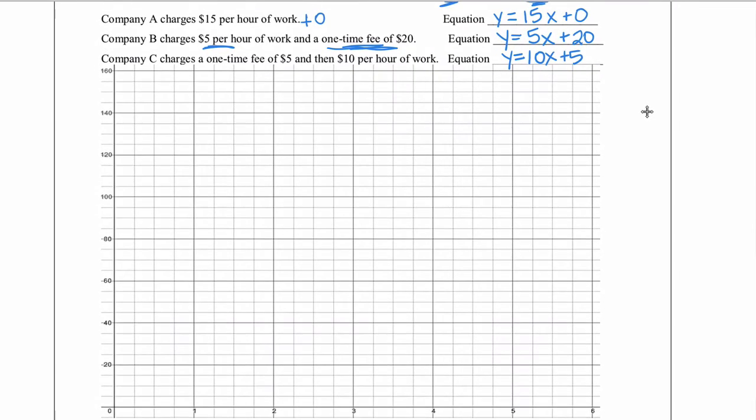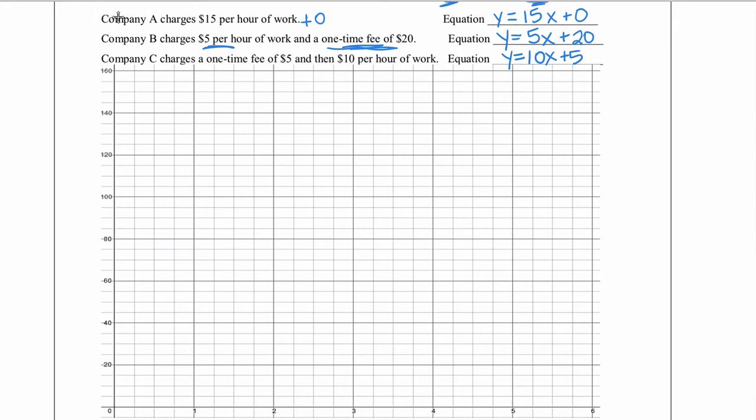Down here it asks us to figure out what's going to happen if I have a job that takes 2 hours, which company should I choose? So we could solve this by putting 2 hours into each of these equations. Company A would be 15 times 2, so $30. 5 times 2 is 10, plus 20 is $30. And then 10 times 2 is $20 plus 5 is $25. So that is one way of solving this, but they want you to graph it because that's part of the standard. So we are going to draw a graph here.